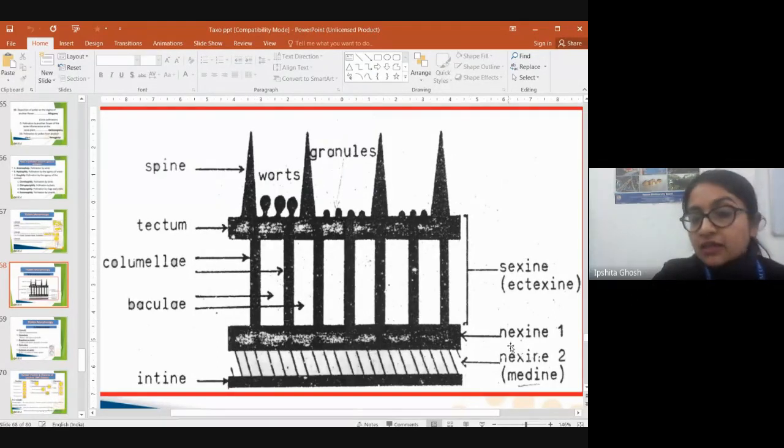Followed by the mediane layer. Actually, after the intine you would find the nexine layer. The nexine again has two categories, nexine 1 and nexine 2. These are the two layers of nexine. Nexine 2 is specifically known as mediane. So after intine comes mediane, or nexine 2, followed by nexine 1. Then you would find the ectexine region, which is also called the sexine region. The sexine region, as you can see, is a broad layer.